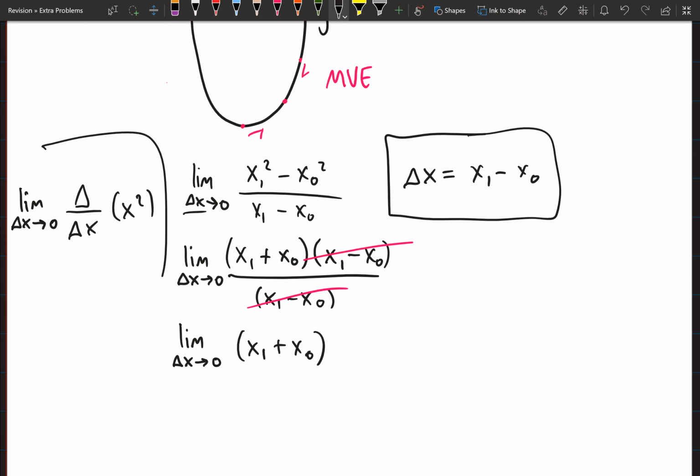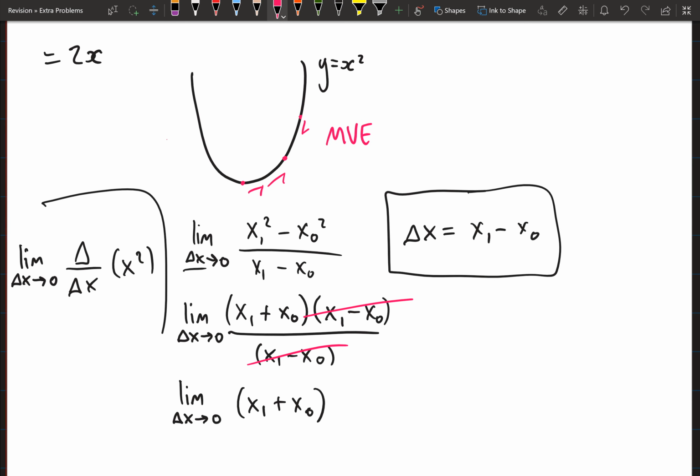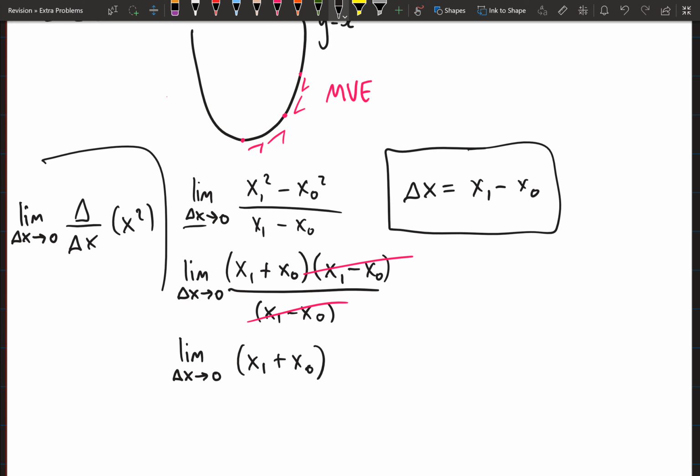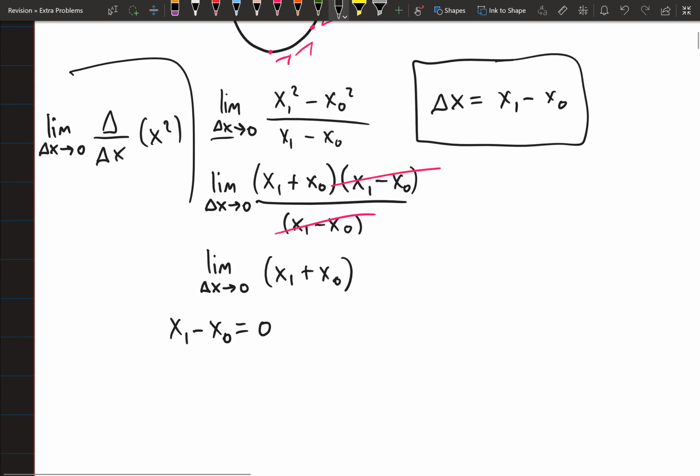And how do we find the derivative using this? It's actually pretty simple when you think about it. Delta x is tending to 0. We also said that 2 points are tending towards one another here. Well, if they're tending towards one another and delta x is 0, that would mean that x1 take away x0 is equal to 0. And then you can rearrange to find that x1 is equal to x0.